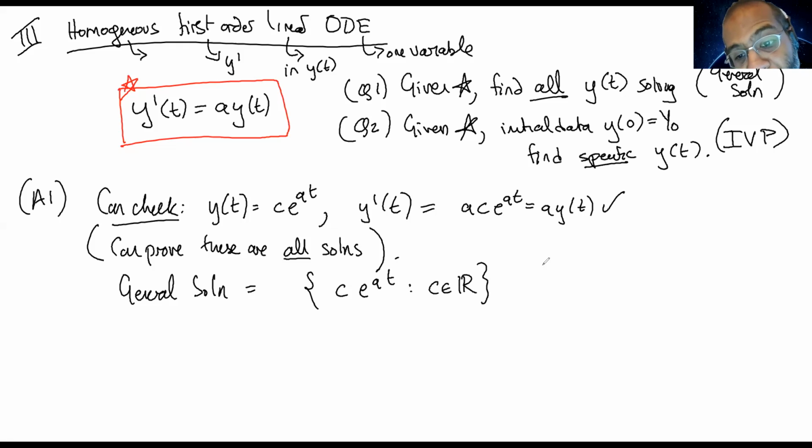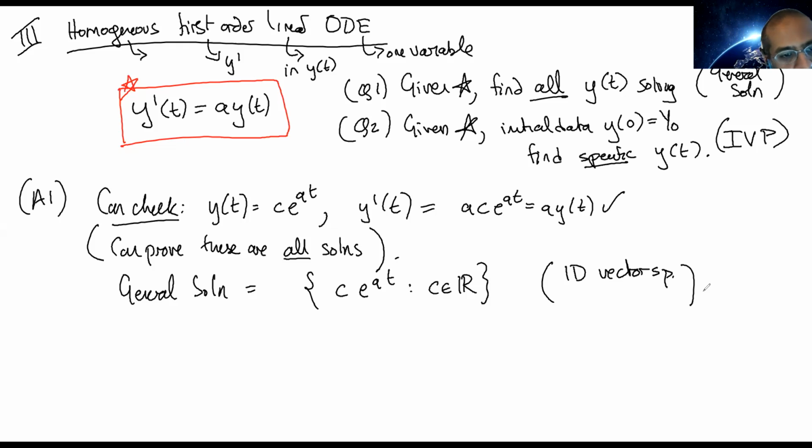And just observe, by the way, this is a one-dimensional vector space, right? It has 0, because you can take c equal to 0. If you add two things in here, you get another solution, right? So it's a vector space.